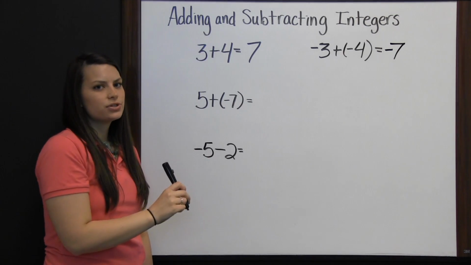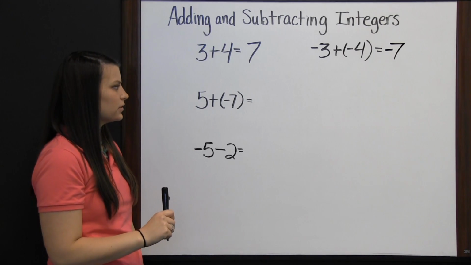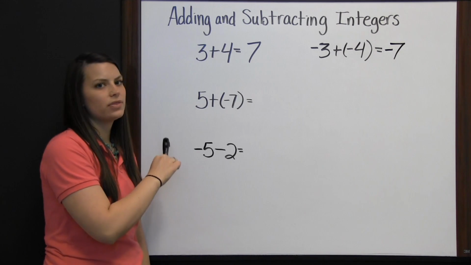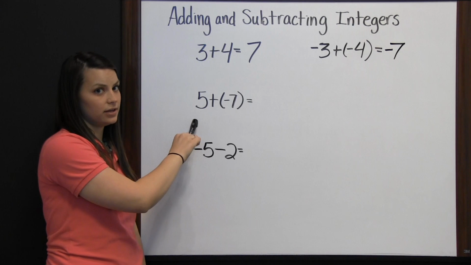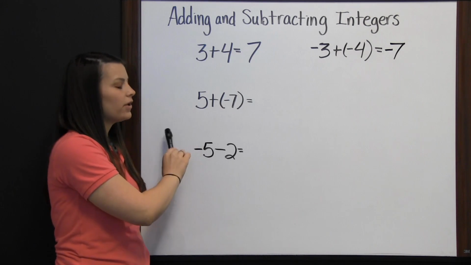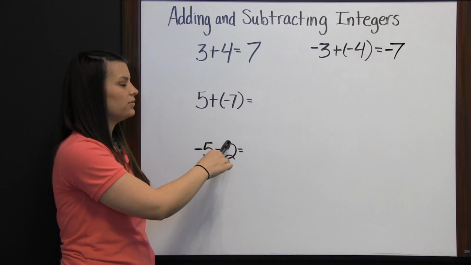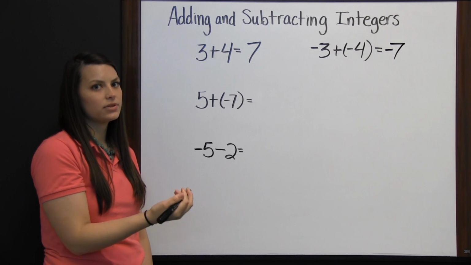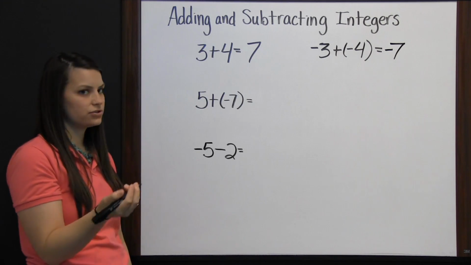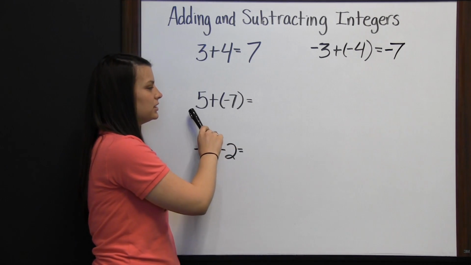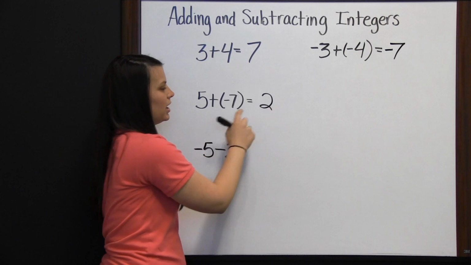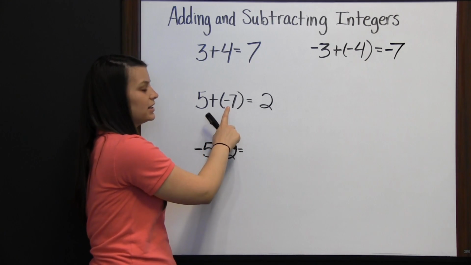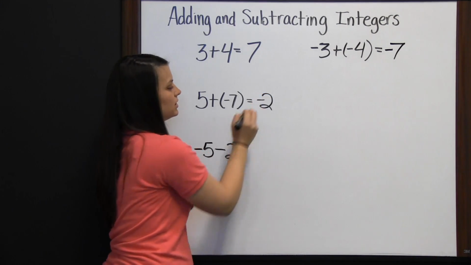When you're adding two integers with different signs, you're going to subtract. You're going to subtract the number with the smaller absolute value, so in this case 5, from the number with the larger absolute value, in this case 7, and then you'll keep the sign of the number with the larger absolute value. Let's try it. 7 minus 5 is 2, and since negative 7 has a larger absolute value and it's negative, the result is also negative.